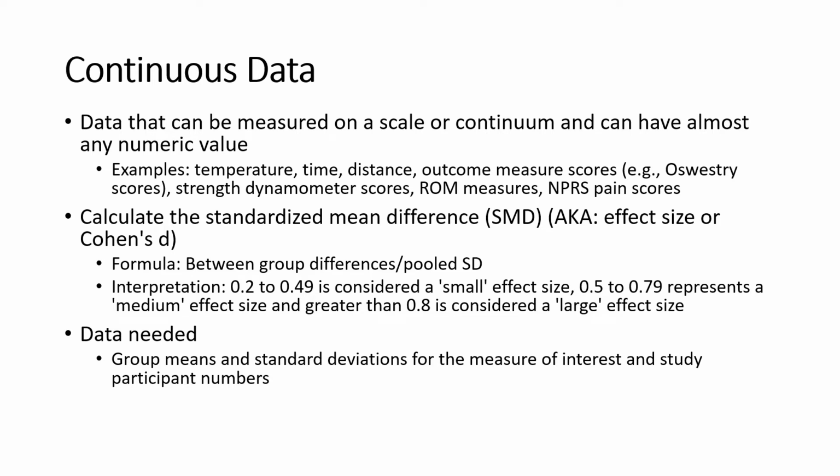And so when we have continuous data and we're trying to do a meta-analysis, really what we're going to do is look at a standardized mean difference. That's really the summary statistic that we're going to develop for the meta-analysis. Each study that we assess, we're going to come up with that for the variable of interest. This is sometimes called the SMD, and it may also be referred to as an effect size or Cohen's d statistic. And the formula for this is looking at between group differences and then dividing that by the pooled standard deviation of those two groups.